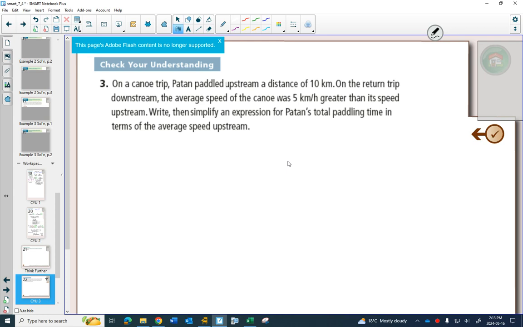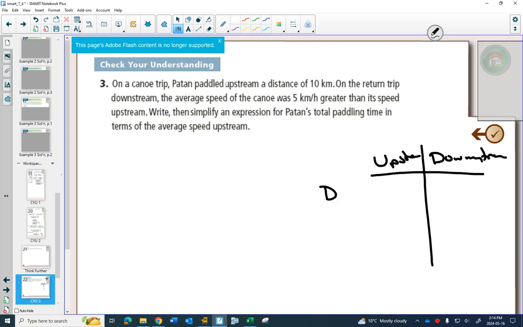So in my chart, I have upstream and downstream. And we're dealing with distance, speed, and time. Would you agree that distance in both upstream and downstream is given to us to be the same? It would be 10. The speed upstream is slower than the speed downstream. Okay? So upstream, I'm going to use a variable s. And downstream, it is going to be s plus 5.